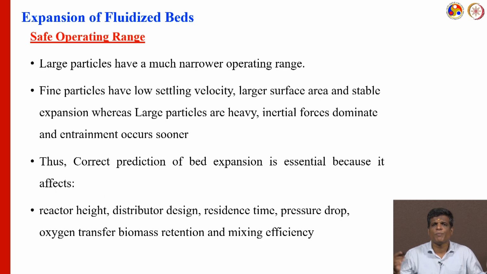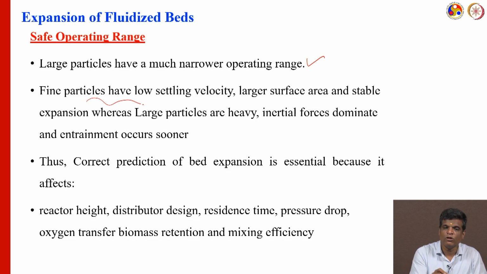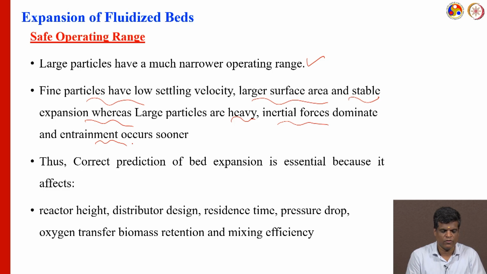A large particle has a much narrower operating range than a fine particle. Fine particles have low settling velocity and a large surface area. If a fine particle is there, the surface area will be very high compared to a large particle, and the expansion is stable. Whereas a large particle is heavy, so inertial forces dominate, and entrainment occurs very soon.